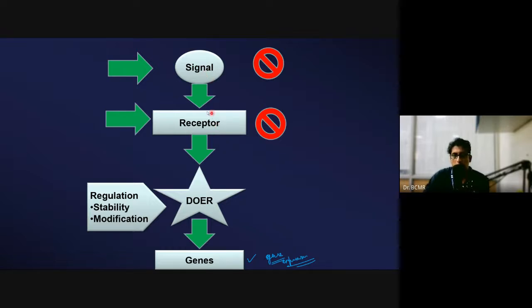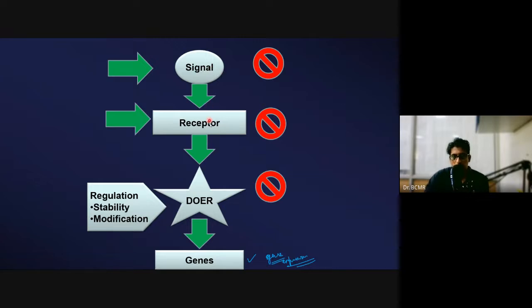How long should it be bound to the receptor? What if the receptor is constantly kept on? That will keep influencing the doer, and we'll have gene expression continuously on. Similarly, the doer, as we discussed here, is often regulated. But there should be a way to turn off the signal.